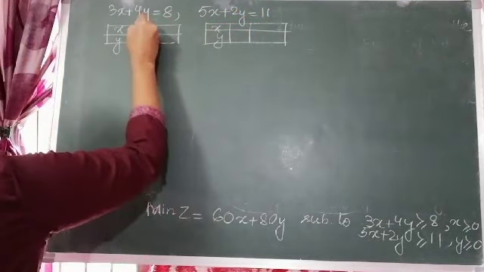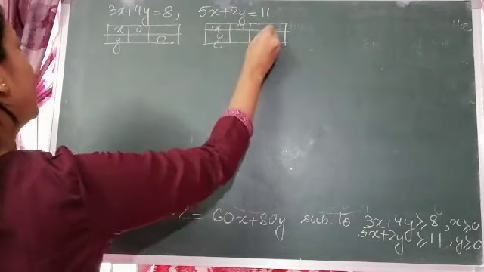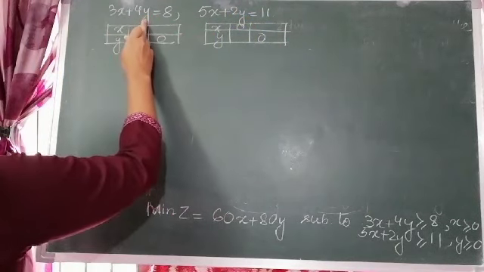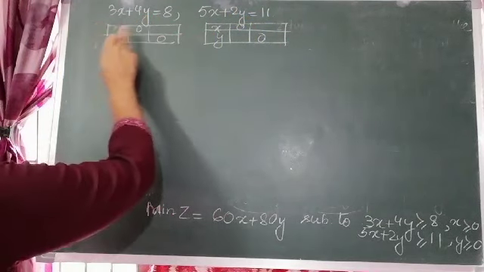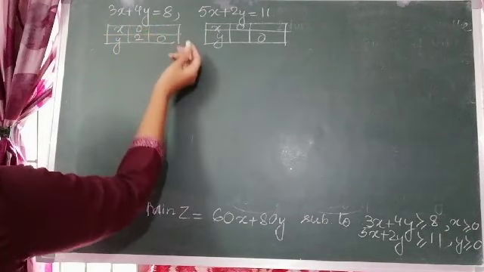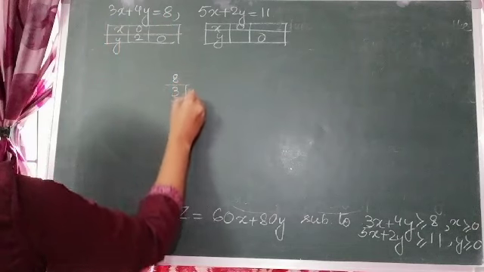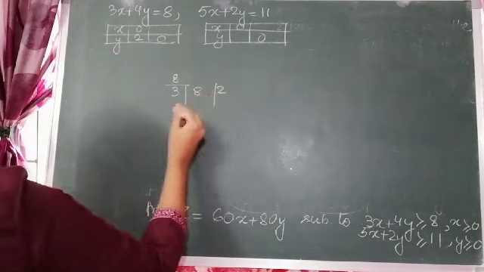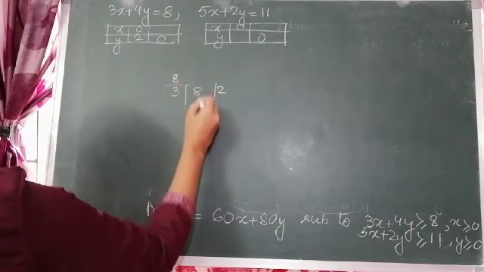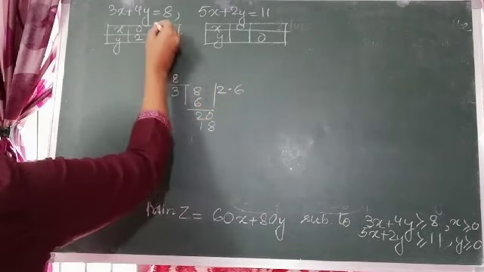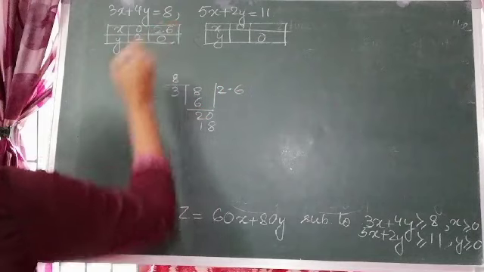So put x equals 0, y equals 0. So here if you put x equals 0, then y will be equal to 2. And if you put y equals 0, x will be equal to 8 by 3, which is approximately 2.6.